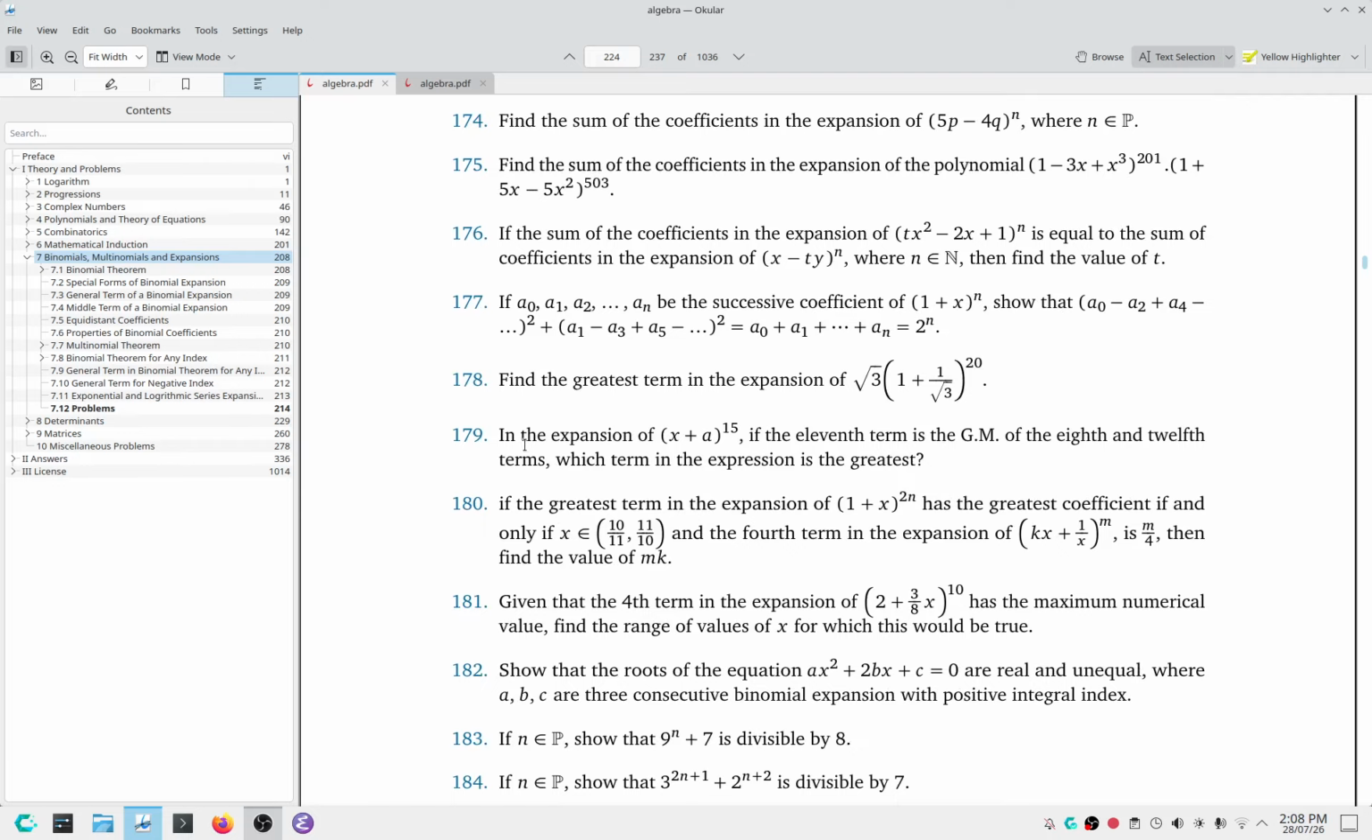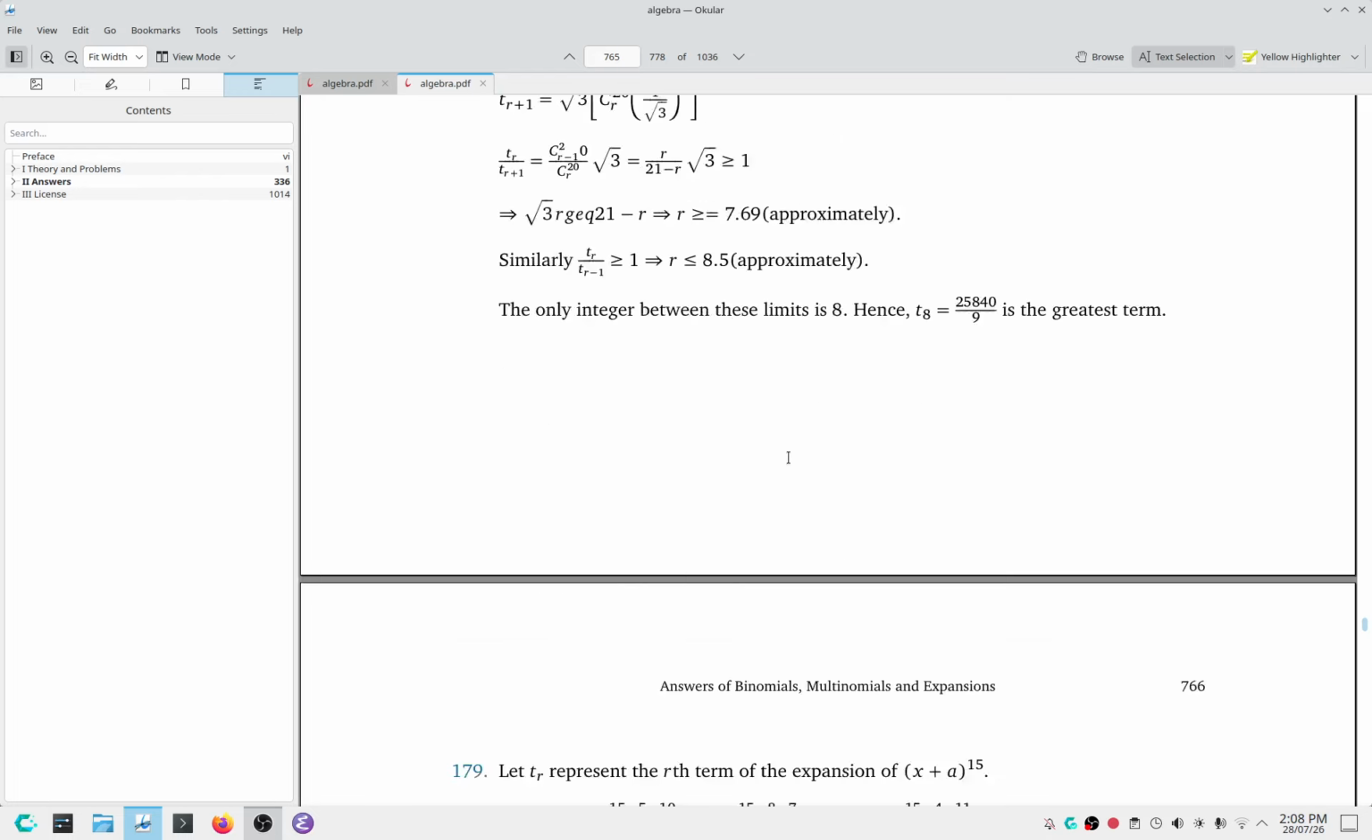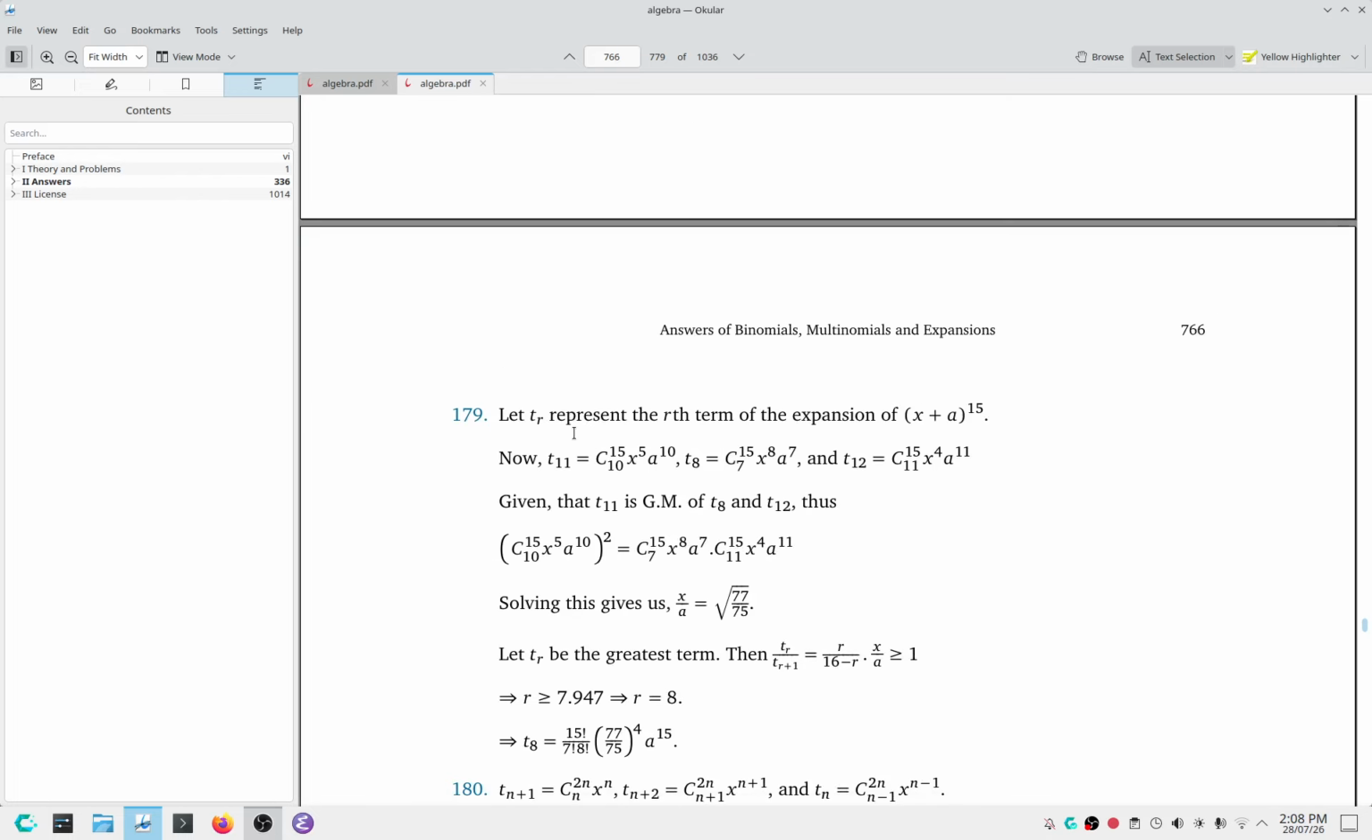Question 179 says that in the expansion of (x + a)^15, if the 11th term is the geometric mean of the 8th and 12th terms, which term in the expansion is the greatest? So we let Tr represent the rth term of the expansion.